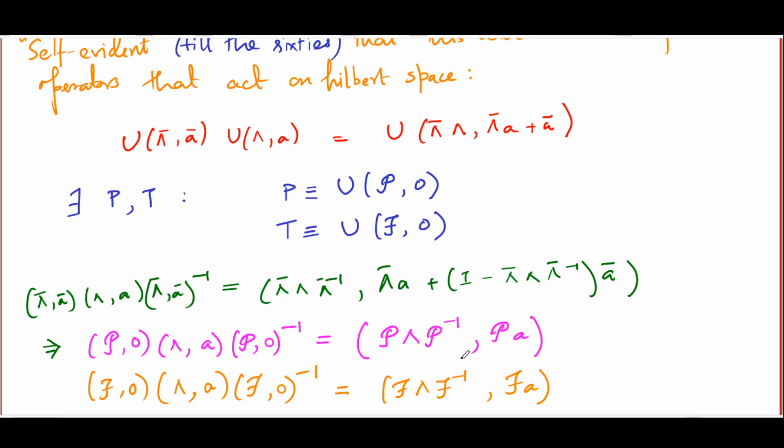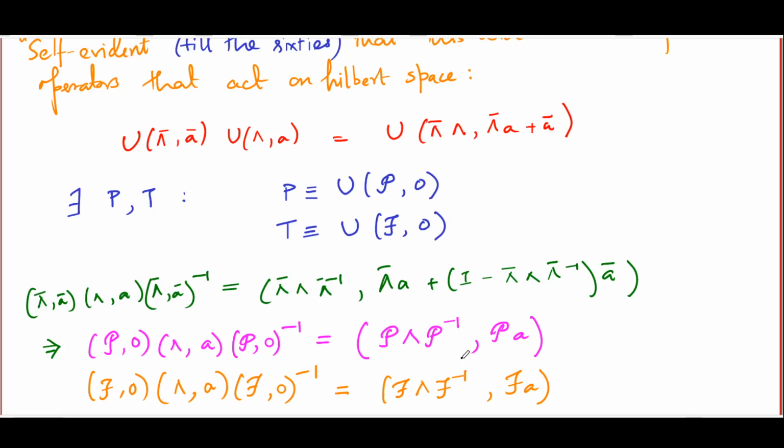Lambda bar, A bar times lambda, A times the inverse of lambda bar, A bar. This particular Poincare transformation happens to be one corresponding to a Lorentz transformation given by lambda bar lambda lambda bar inverse, and a translation given by lambda bar A plus (identity minus lambda bar lambda lambda bar inverse) acting on A bar. Now, while this may sound a bit complicated if I just state it all at once, it's pretty easy to verify this starting from the basic composition rule that we had just written down a while ago.